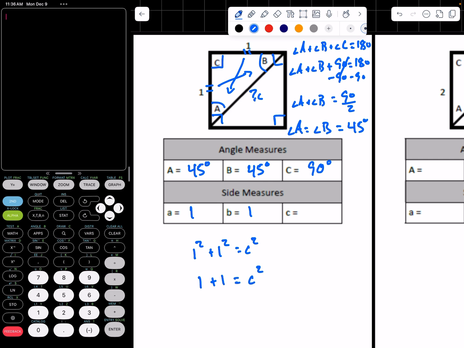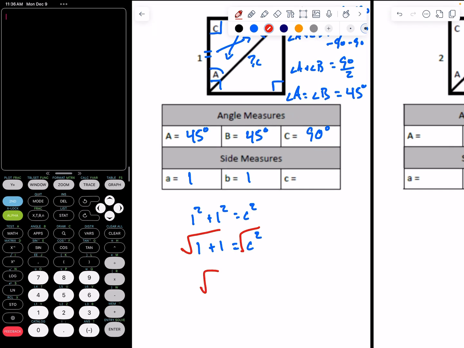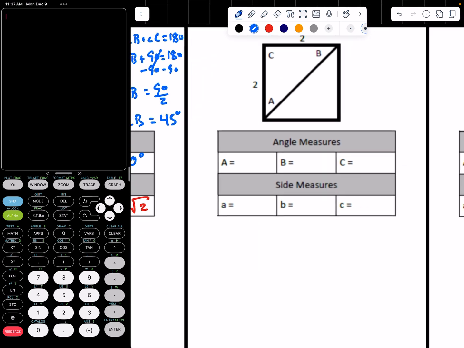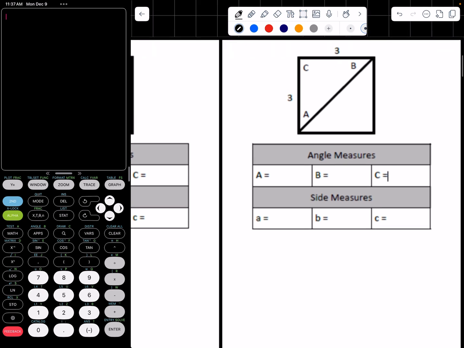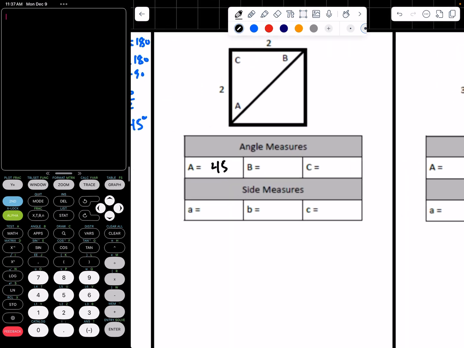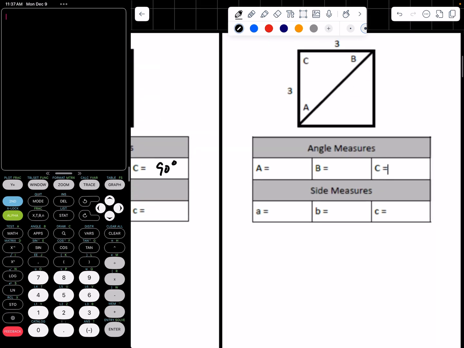To get C by itself here, I need to take the square root. So I'm going to end up with the square root of 2 equals C. And this is kind of the same as 1 square root 2. Anytime we have just a square root 2, we can have an understood 1 there. We're going to keep that there for the future. Angle measures, we know that we're going to use the same angle measures for all three of these. So we are dealing with 45, 45, 90 triangles, and I'll go on ahead and mark that on my next one as well.